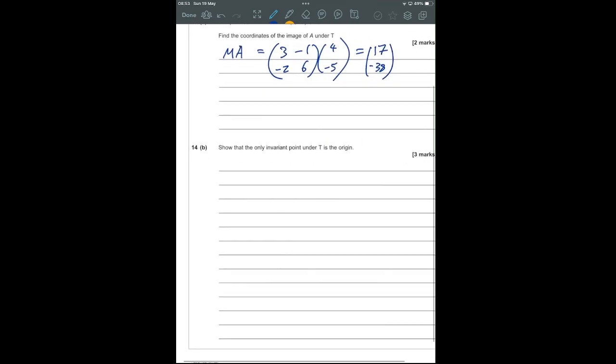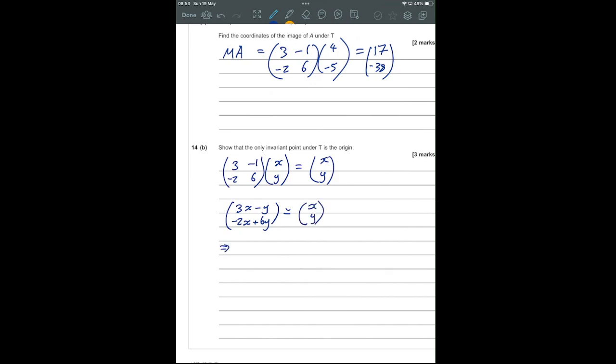Show the only invariant point under T is the origin. So we should remember that the origin is always an invariant point, but sometimes for certain transformations there are more. So to be an invariant point, when you get hit by the matrix, you don't move. So M times the point is still the same point. Expanding out the left-hand side as so, and that has to match the right-hand side.